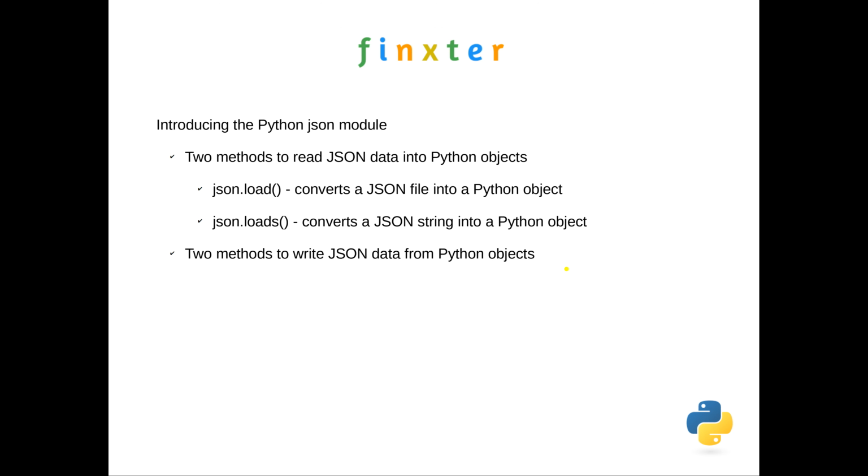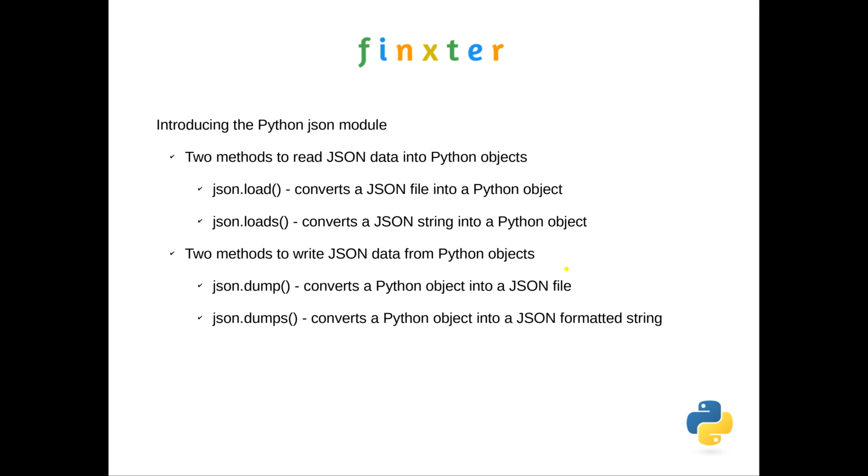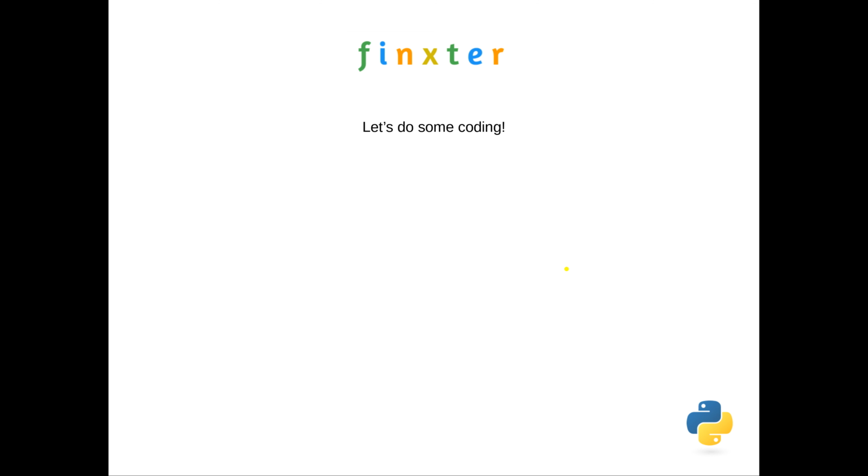And in the write methods, we have two very similar methods. One is json.dump, converting a Python object such as a dictionary or list into a JSON file, and dumps, which has the S again, converting a Python object into a JSON formatted string. So let's go and do some coding and have a look at what that looks like.